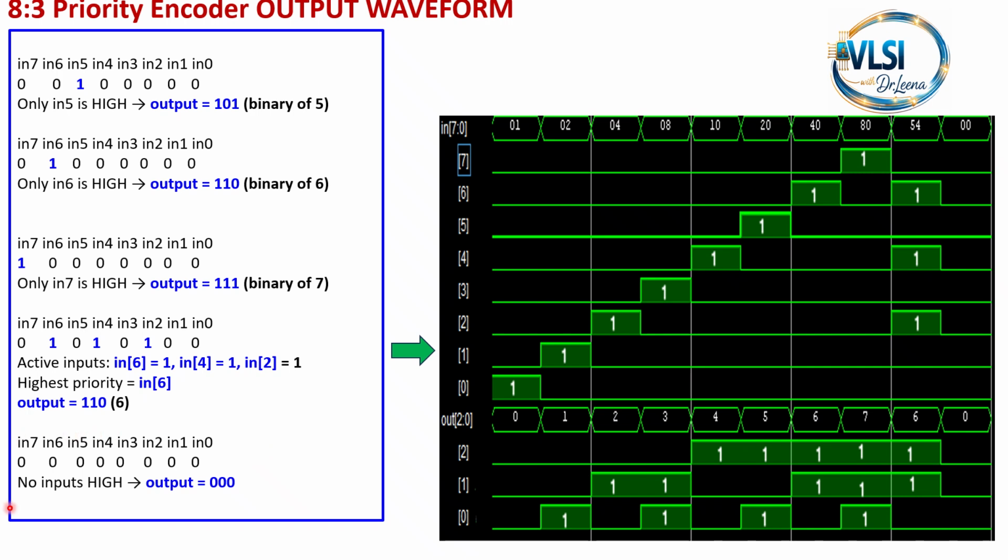And you see in the final test case we have given, everything is 0. So no input is high and the output is 000.